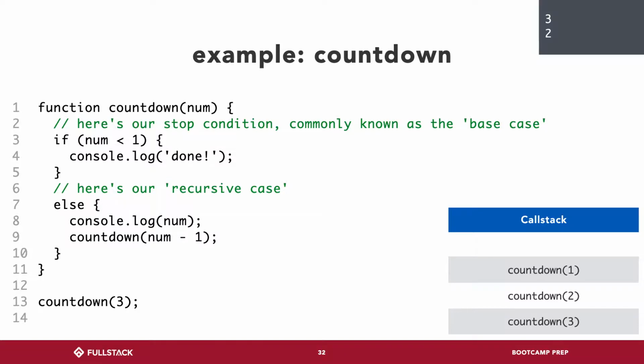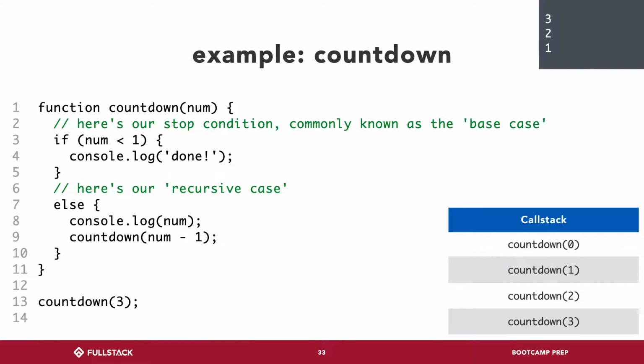So what happens then? Is the number less than 1? 1 is 1. It's not less than 1. So no, that still isn't hit. So then you console.log 1, and then countdown of 0 is thrown onto the stack.